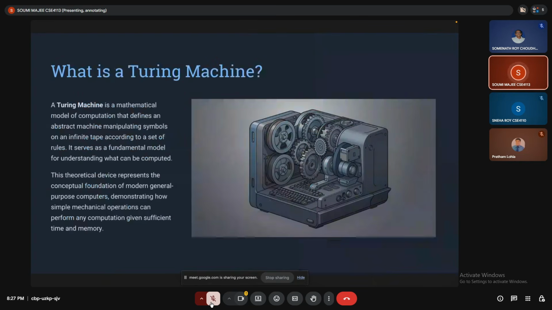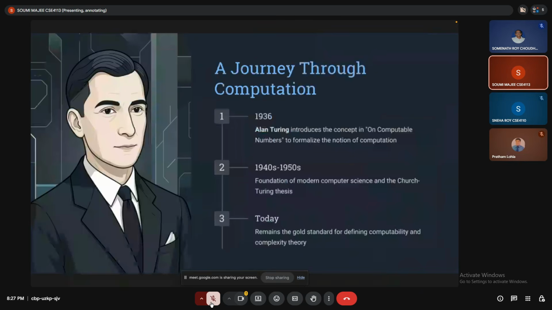The concept was introduced by Alan Turing in 1936. Later it became the foundation of modern computer science and the Church-Turing thesis. Even today it is used to define computability and complexity in computer science.